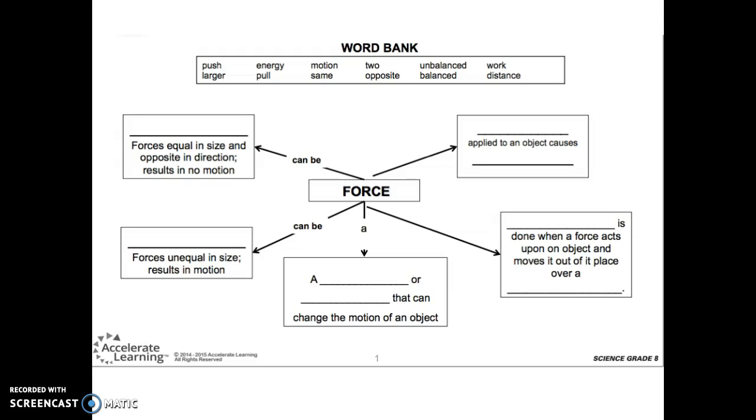First off, let's start with the definition of force. A force is a push or pull that can change the motion of an object. And when we talk about forces, there are some different types of forces.